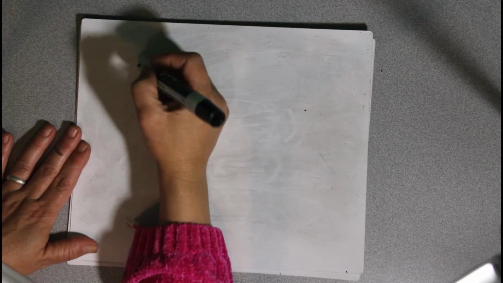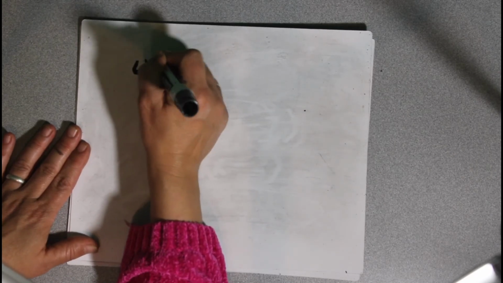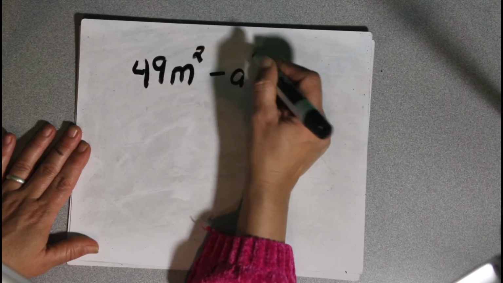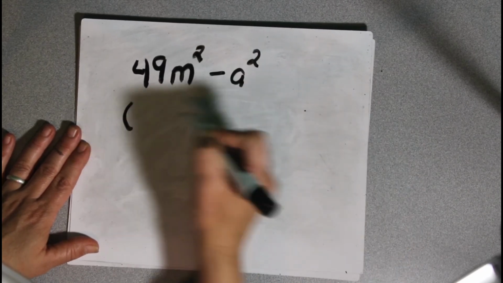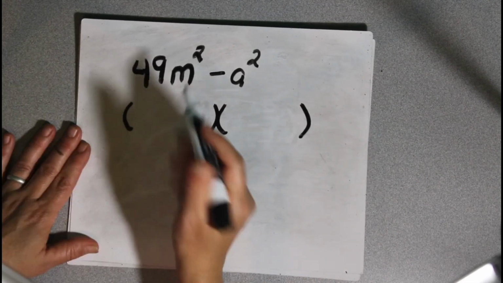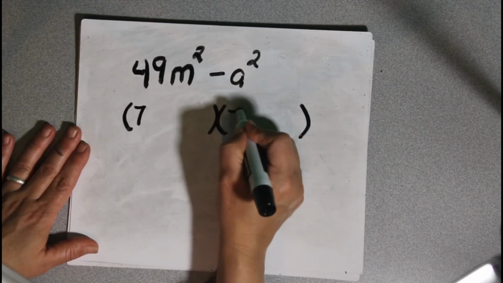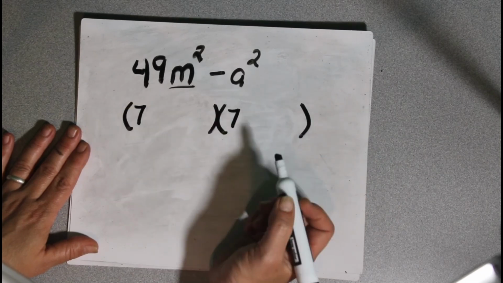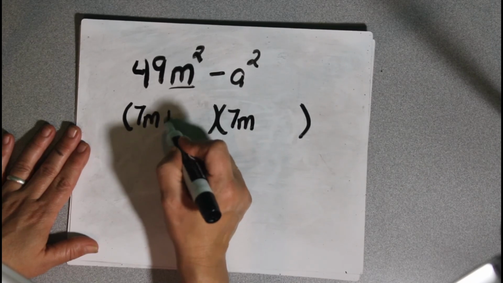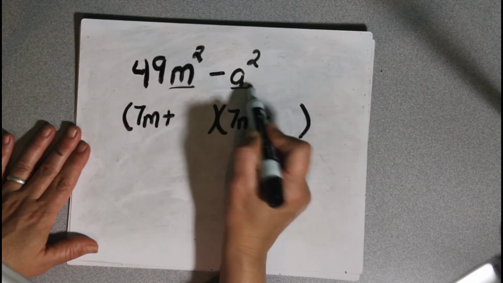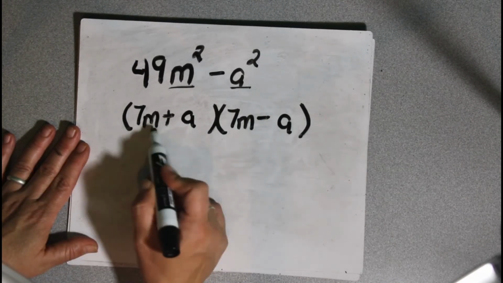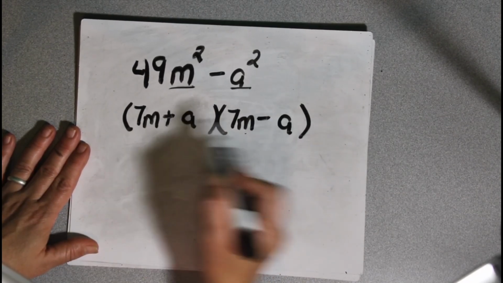We'll do another one. Factor 49 m squared minus a squared. All right, so we draw our parentheses. And what's the square root of 49? Would be 7. And what's the square root of m squared? Would be m. And we're going to have a plus and a minus. And then the square root of a squared would be a. So it's going to be the same thing, except one's a plus and the other one's a minus.